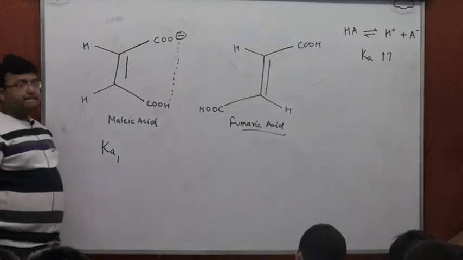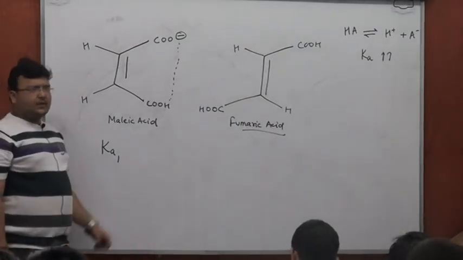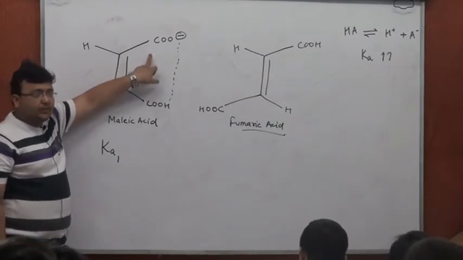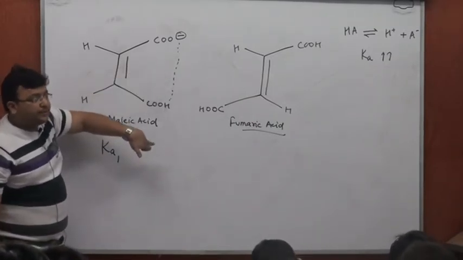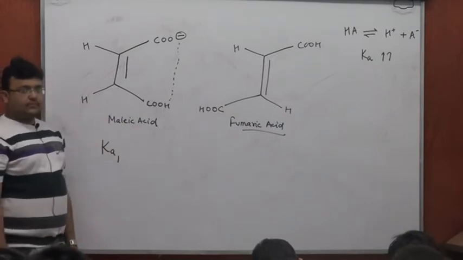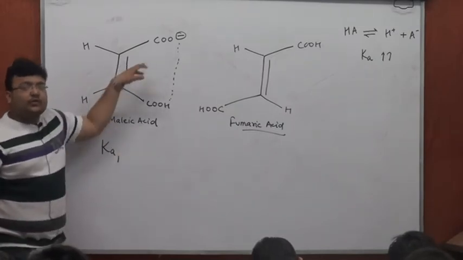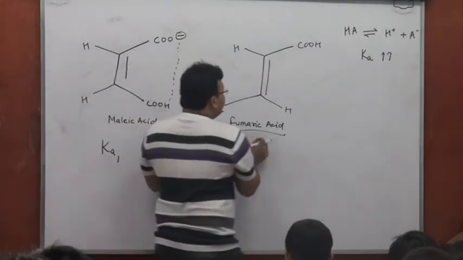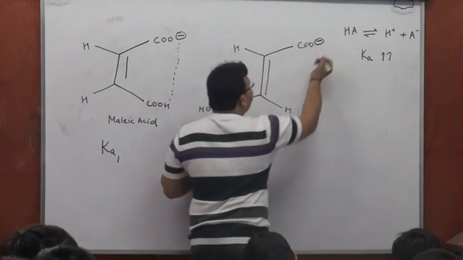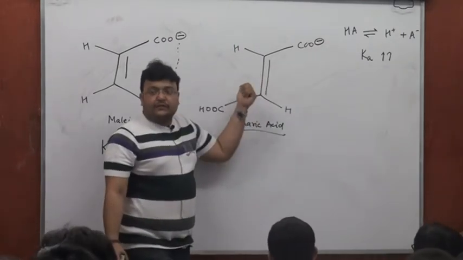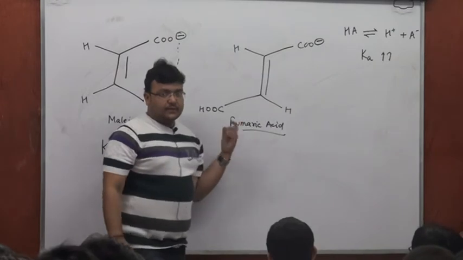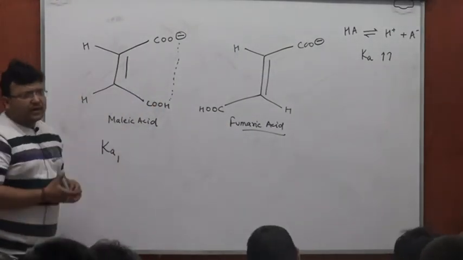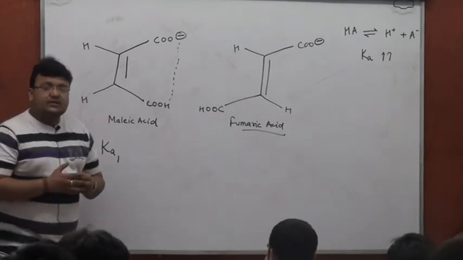Okay? And if that's the case, if one loses H plus, the corresponding anion is stabilized by hydrogen bonding with another COOH group. Again, it's possible only if the two are on the same side, because in fumaric acid that's not possible. If this loses one H plus, this negative cannot be stabilized by hydrogen bonding with the COOH. Now you call this intramolecular hydrogen bonding. That's also called chelation.